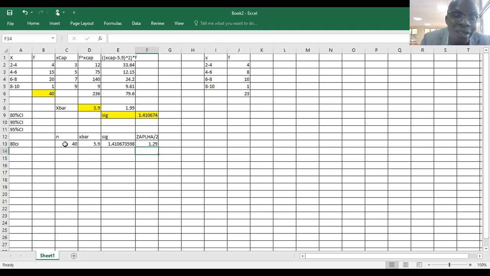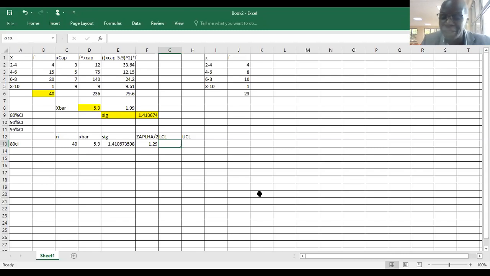So we know how to get this. Now I add another column: lower confidence limit, and then upper confidence limit. I'm just creating a table for you. What is the lower confidence limit? It was X bar minus. When you subtract, it is lower; when you add, it is upper, because of the relationship I've given you.